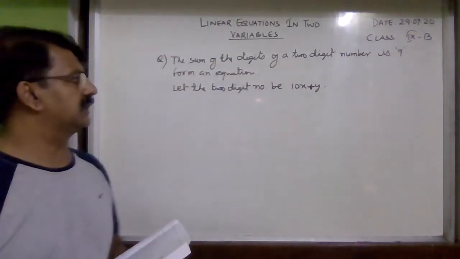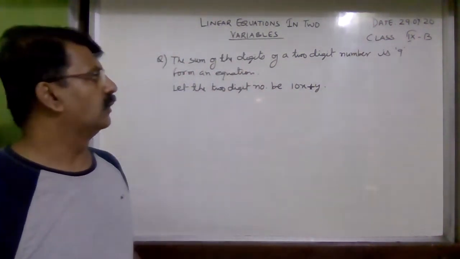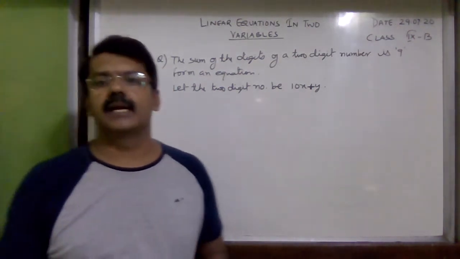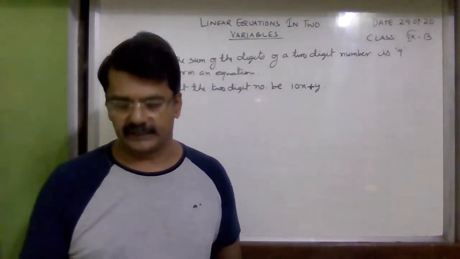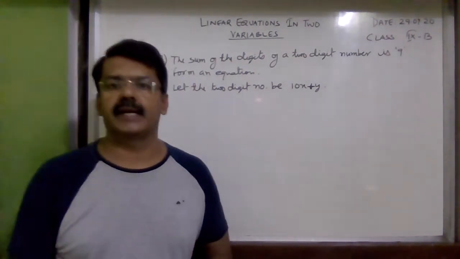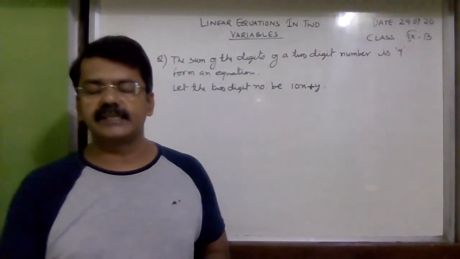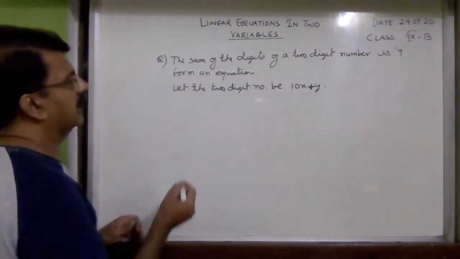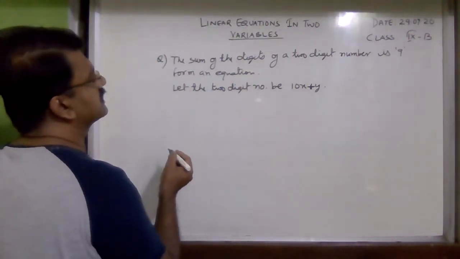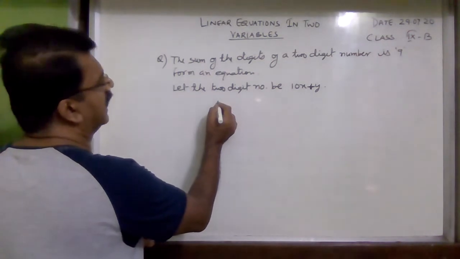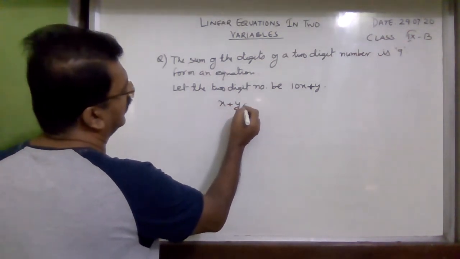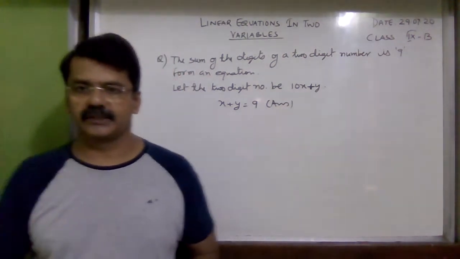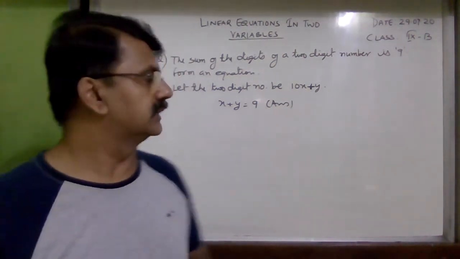If the 2-digit number is 10x plus y, that means x is the digit at the tens place and y is the digit at the units place. Now according to the question, the sum of the digits is equal to 9, so x plus y is equal to 9, and that is the required linear equation between the two digits.